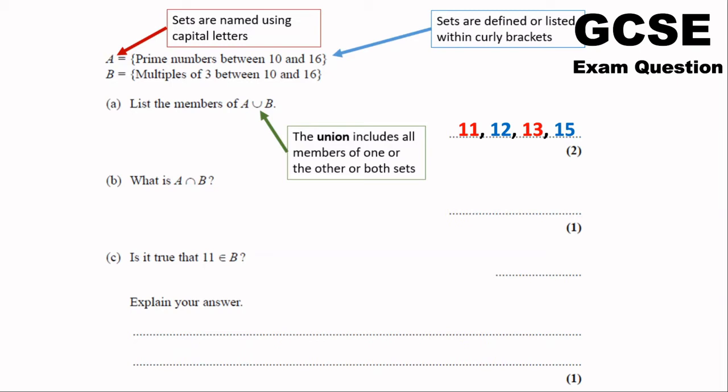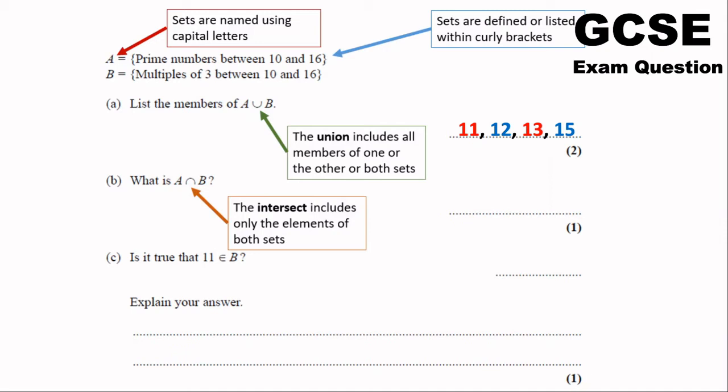And all of the members in set B, that's just 12 and 15, the only multiples of 3 between 10 and 16. In this case, there was no overlap. So I've just listed all of the members of A and B together to form that union, to form that team. Part B asks me about that intersect. The intersect includes only the members of both sets at the same time.